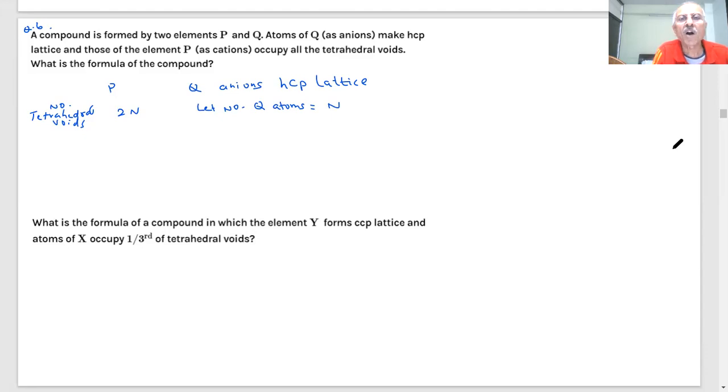P occupies all the tetrahedral voids. All occupied? Then what is the formula? What is the ratio then? The ratio is 2 is to 1, so the formula is P2Q. Okay? Next question on the screen, student.